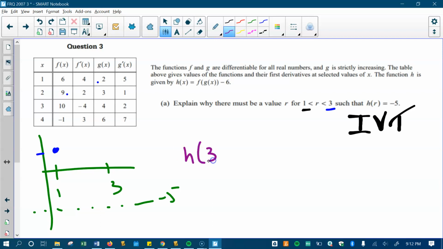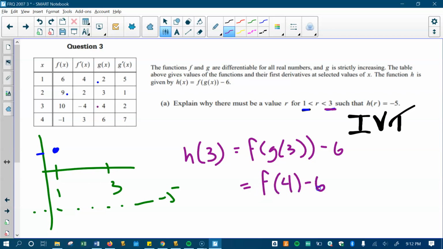Now let's do h of 3. And I did this in the wrong color, so I'll just change this here so now we know. Okay, h of 3 is equal to f of g of 3 minus 6. Okay, g of 3 is 4. So I need f of 4 minus 6, and f of 4 is -1. So I get -1 minus 6, which is -7. Oh, that's excellent. Because no matter what the function does in between 1 and 3, the only way that I can get to -7 from, I think this was, oh shoot, that's why I should have written this down.